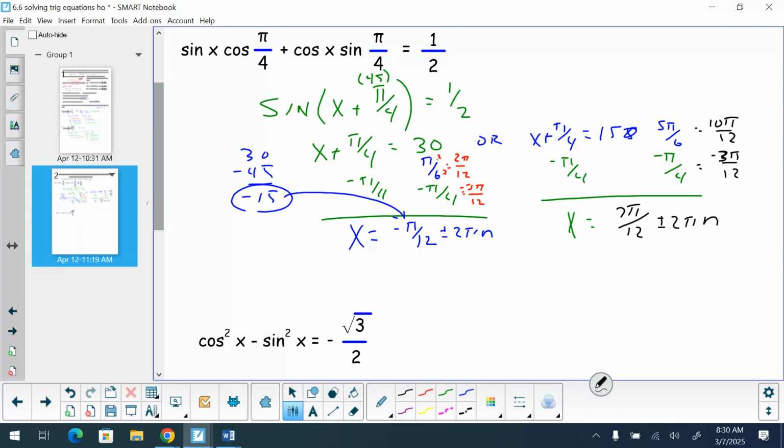If you want to work it in degrees and work everything in degrees, that would be fine, and then convert everything back into radians. Or you can just work it in the form of fractions. You choose what you want to do. You do what you feel most comfortable with.